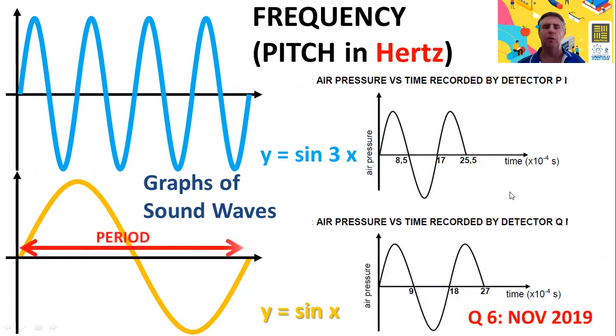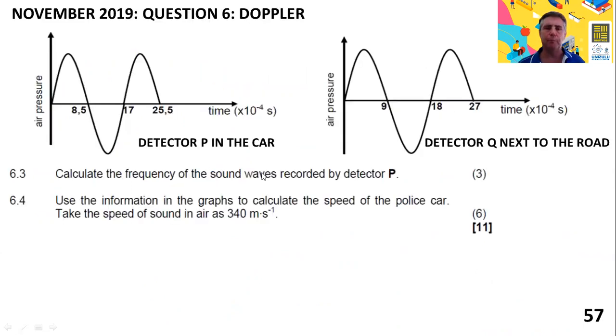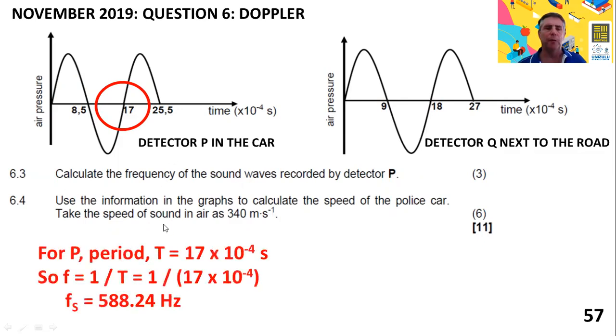Another thing that's very important is to remember that the period of a sound wave is that. Or you can measure it between two crests or between two troughs. But the period is not from the beginning to 25.5. That is actually 1.5 periods. So let's start with the beginning question. 6.3, calculate the frequency of the sound waves recorded by detector P. Detector P is in the car, so it records the actual frequency of the source. So as I said, the period is up to 17 seconds, not 25.5. So it's a simple calculation.